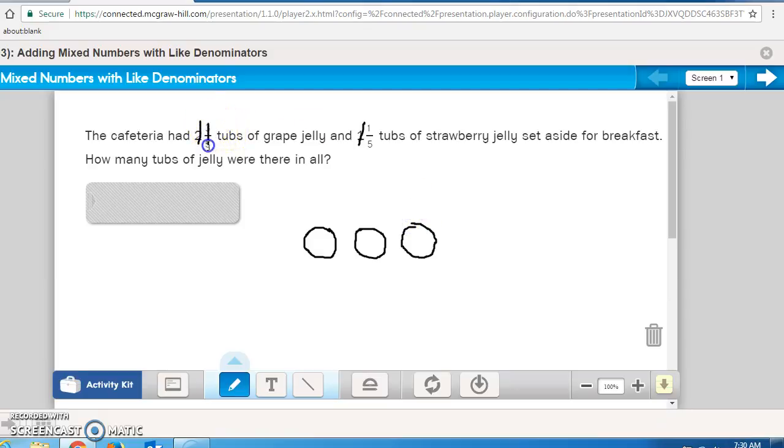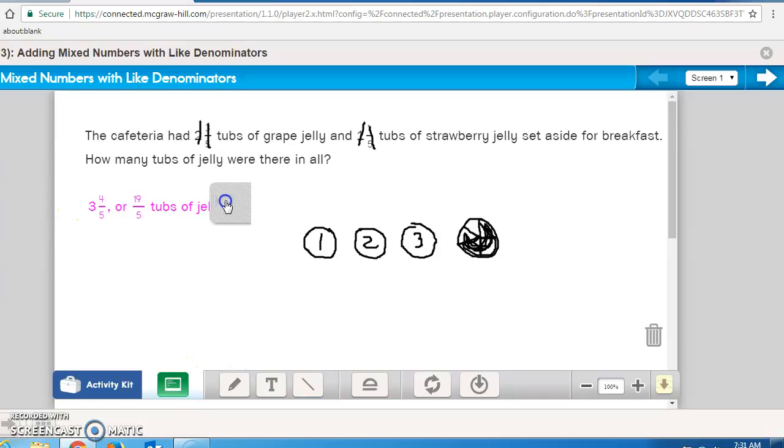Now I'd add my fractions. 3/5 plus 1/5. Well, the bottom number, 5, tells me that that's how many pieces this would be divided into. And remember, I'm approximating this because I'm not drawing very well. And I would use 4 out of the 5. So how much would I have in all? 1, 2, 3, and 4/5 tubs. 3 4/5.